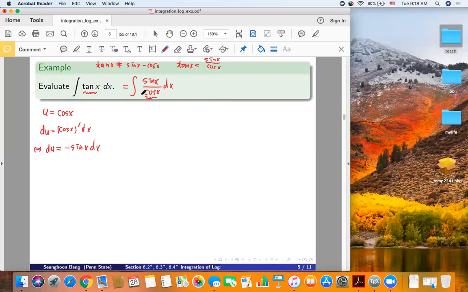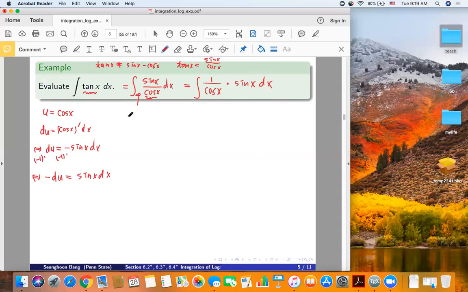The next tip. The integrand doesn't have a -1. I want to eliminate -1. How can you do that? You multiply both sides by -1. So like this. We have -1 times du is negative du equals -1 times negative sine, which is positive sine x dx. So what's that? This is the same as the integral, you can change it a little bit, 1 over cosine x times sine x dx form.